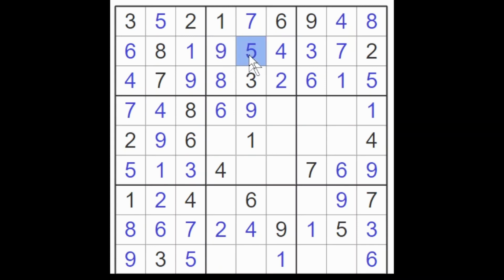It goes here. Now we just need to find a 2 and an 8 for these two cells. And let's see, well, there's a 2 already here. So this must be an 8. And this, of course, now is a 2, making this one here an 8.